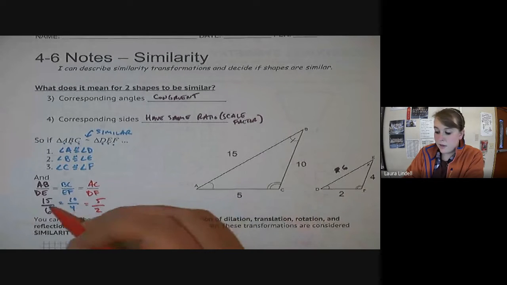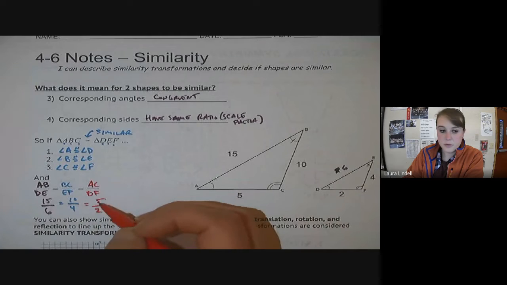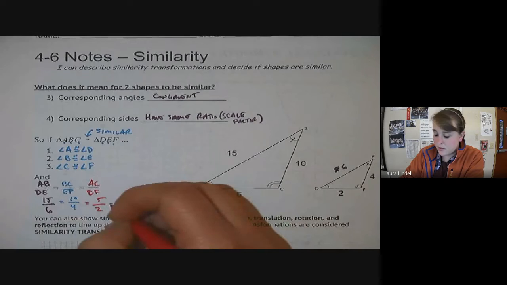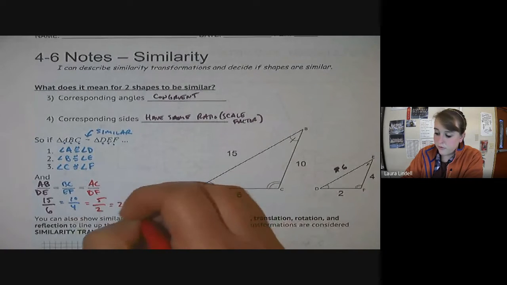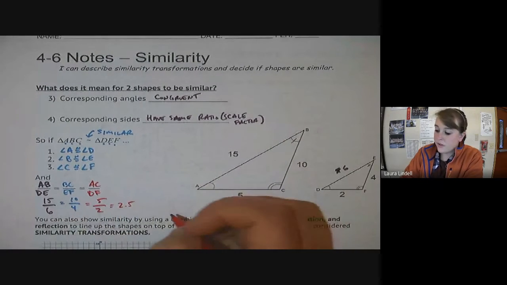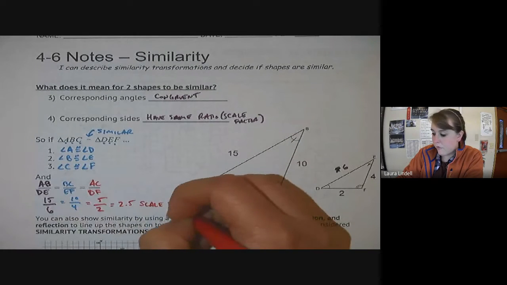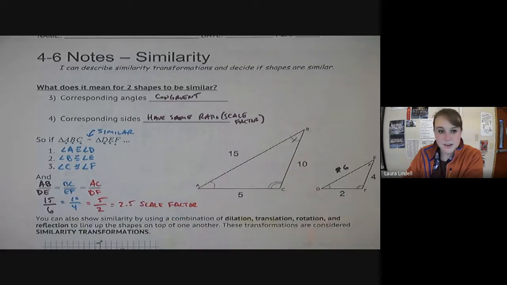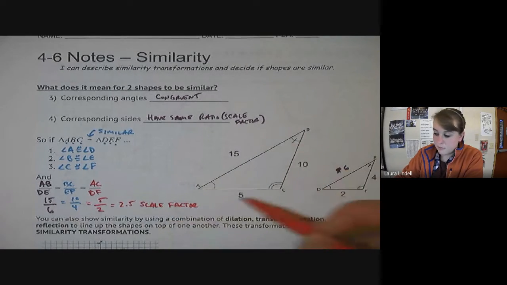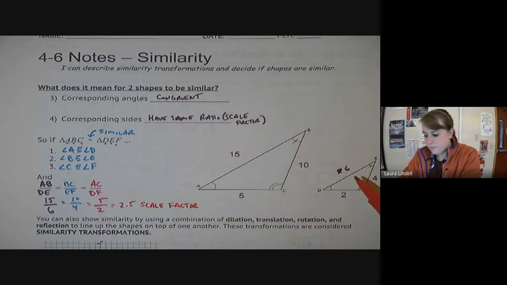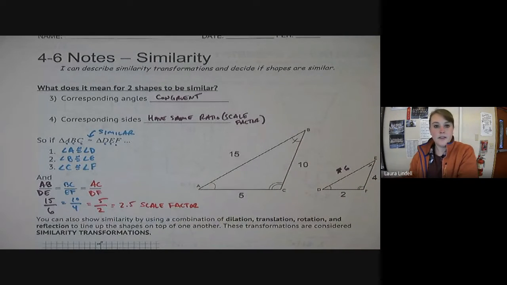You can tell by either reducing the fractions, go 15 over 6 and 10 over 4, those both reduce to 5 over 2. Or you could divide them all in a calculator and notice that this as a decimal is 2.5. Either way, this is also known as our scale factor. So we talked about scale factor with dilation. That tells me that this bigger triangle is 2.5 times bigger than the small triangle. All right, so that's in general what similarity looks like.